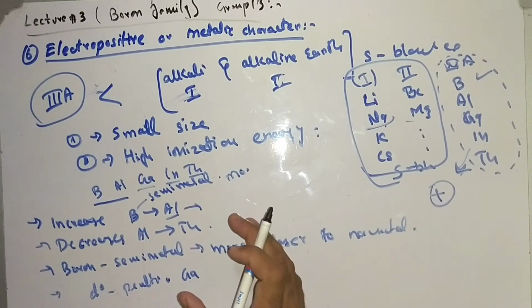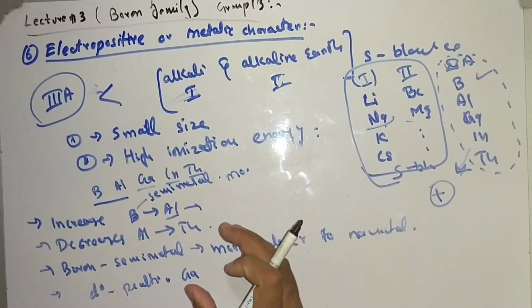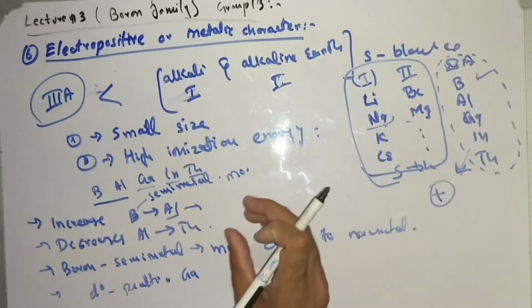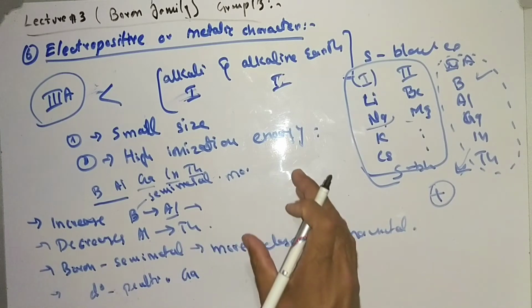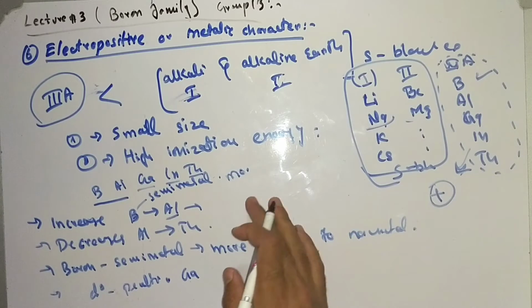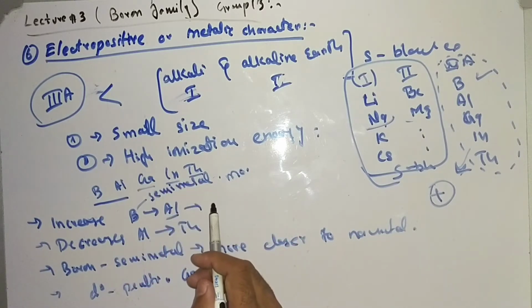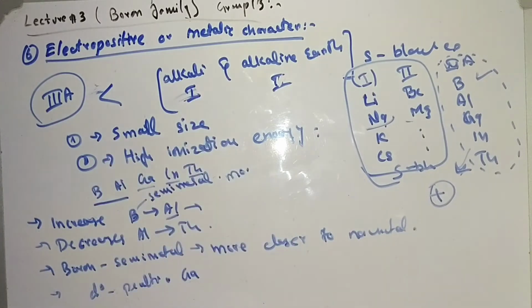So their size will be slightly reduced, and they show less electropositive character. Due to the less shielding effect, the nuclear charge on the outermost electron will be higher. That's why the electron cannot be easily removed in gallium, indium, and thallium. So their electropositive or metallic character will be much less, decreased.